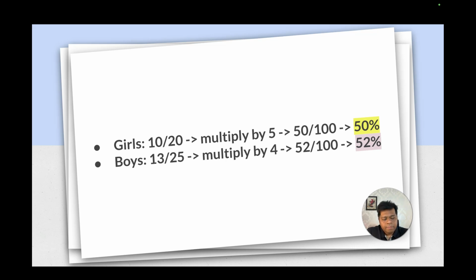Like for girls, 20 girls, we can make it 100 girls. Then how many have passed? Multiplying the 10 with 5, it becomes 50. Similarly, for boys, if we make the 25 to a 100 scale, we need to multiply it by 4. So then it's 100 boys and 13 times 4, 52. So girls 50% passed, boys 52% passed. So boys did well. This is how we can use percentage in real life for comparison purposes.